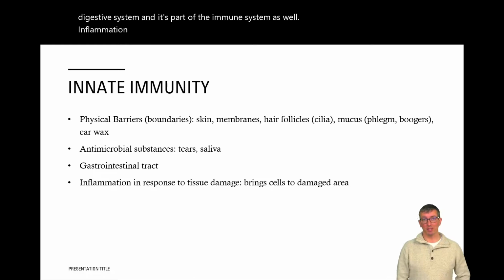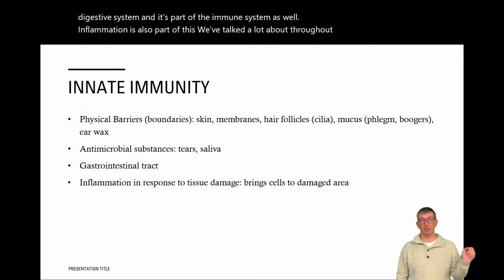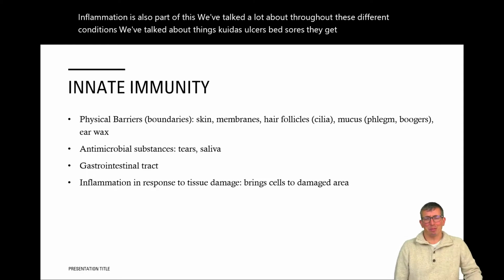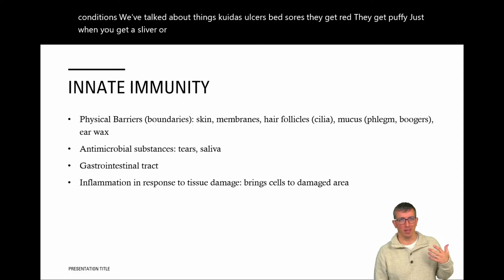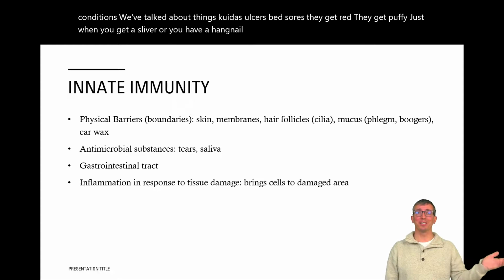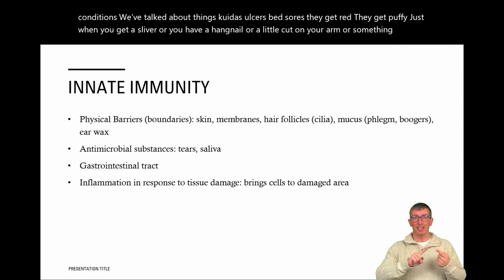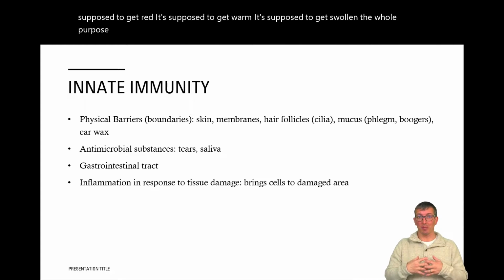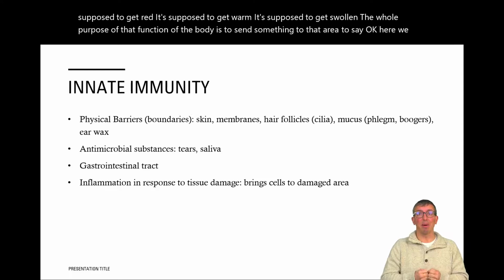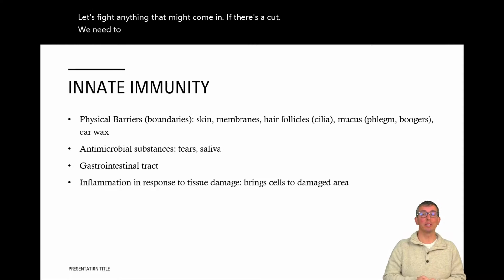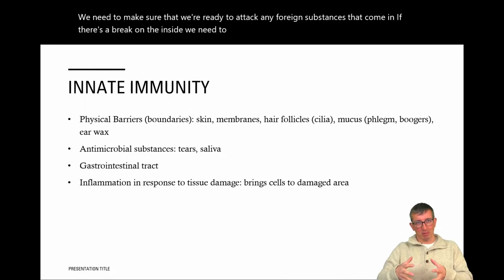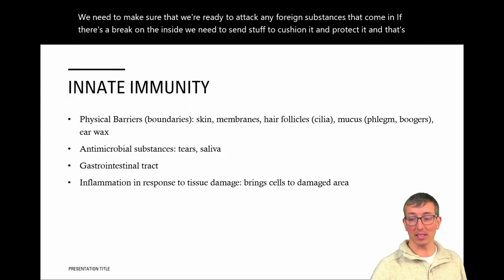inflammation is also a part of this. We've talked a lot about, throughout these different conditions, things like decubitus ulcers, bed sores. They get red, they get puffy. It's just like when you get a sliver, or you have a hangnail, or a little cut on your arm or something. It's supposed to get red, it's supposed to get warm, it's supposed to get swollen. The whole purpose of that function of the body is to send something to that area to say, okay, here we go, let's fight anything that might come in. If there's a cut, we need to make sure that we're ready to attack any foreign substances that come in. If there's a break on the inside, we need to send stuff to cushion it and protect it, and that's what the inflammation process does.